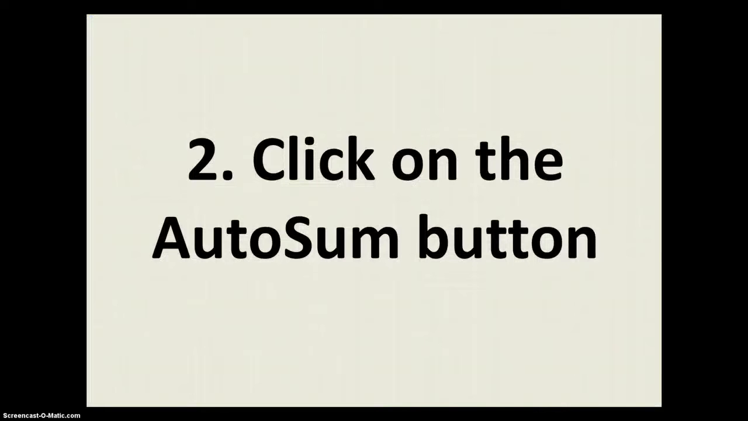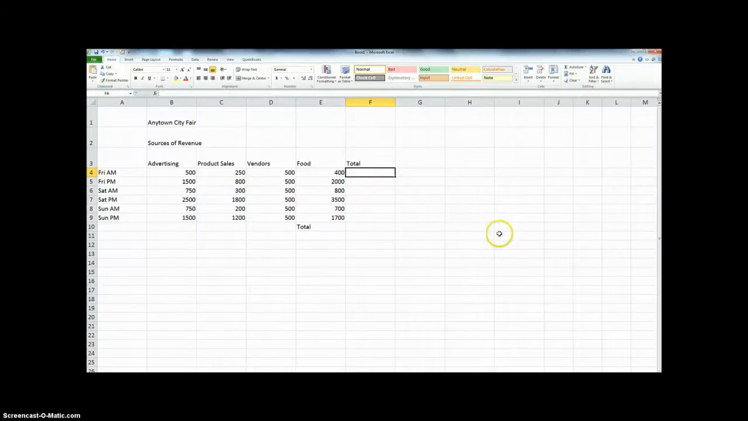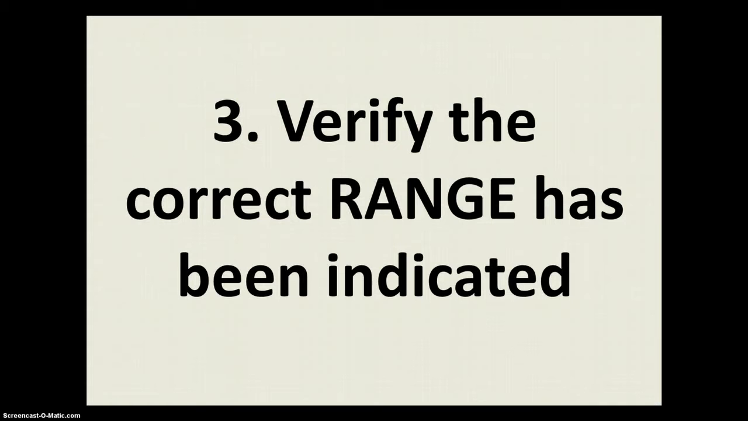Next, you're going to want to click on the AutoSum button. The AutoSum button is up in the upper right, and we just click it, and you'll see Excel has made an action for you. Now, before we agree to the action that Excel has suggested, we want to verify that the correct range has been indicated.